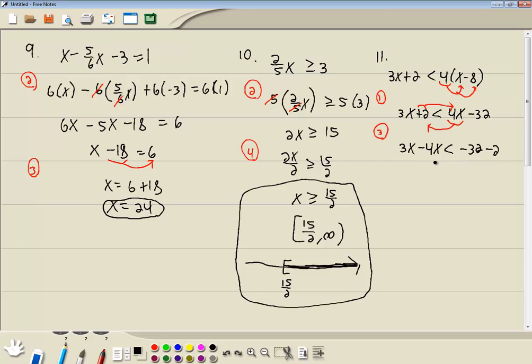Remember, when you take anything across your inequality symbol, the sign changes. The positive 4x becomes a negative 4x. The positive 2 becomes a negative 2. Now our note up at top says combining the like terms at any step. 3x minus 4x is negative 1x. Or you could write negative x if you wanted. Combine together numbers. Negative 32, negative 2 is negative 34.